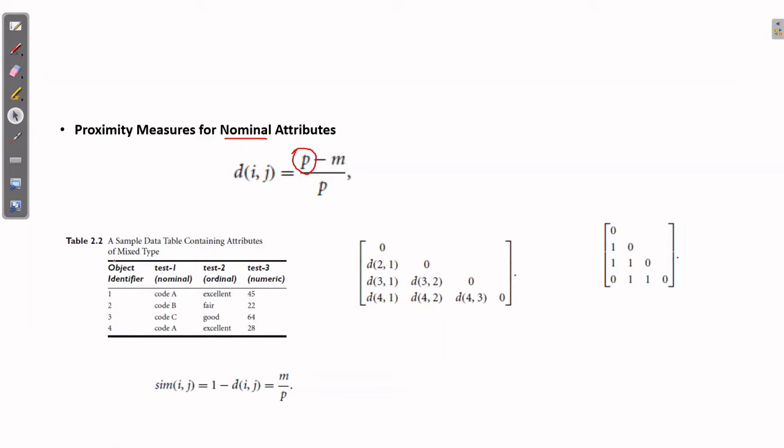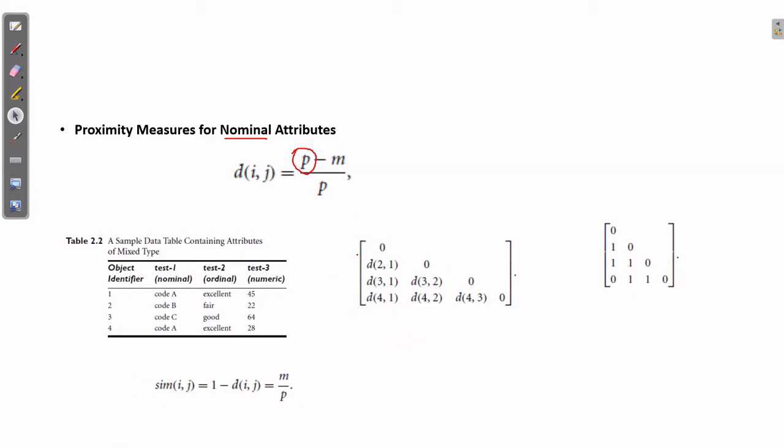So we'll also look at this particular example. In this table, we are given several objects and also some tests corresponding to each object. The first column represents a nominal attribute, so we'll only look at that nominal attribute right now. Later we'll look at how to calculate similarity and dissimilarity measures when you have mixed types of attributes. Here the first object values are code A, code B, code C, and finally code A. And this is our dissimilarity matrix.